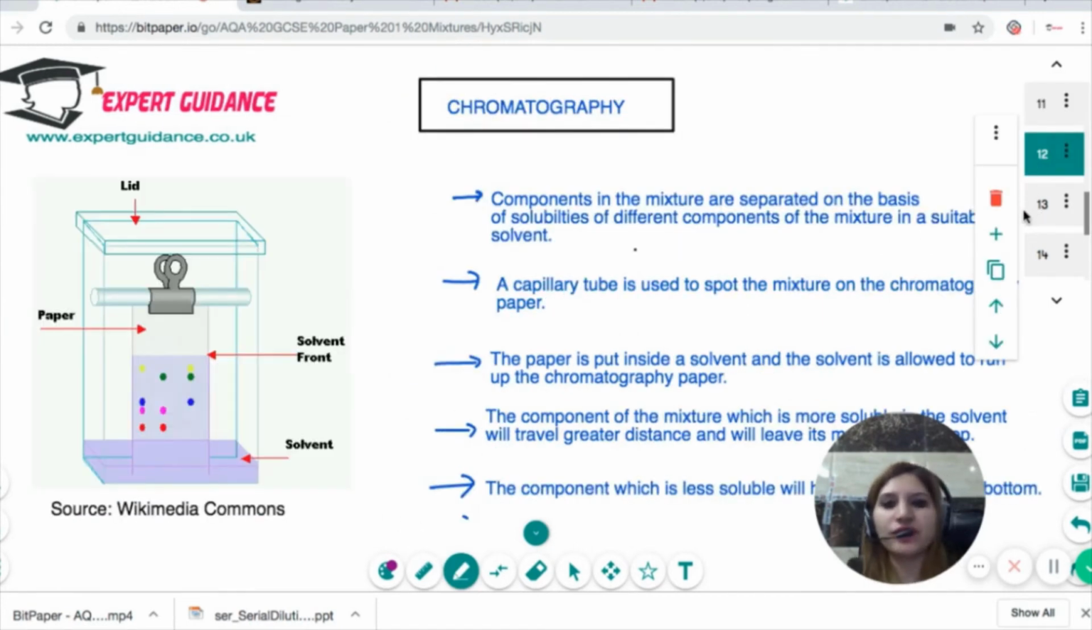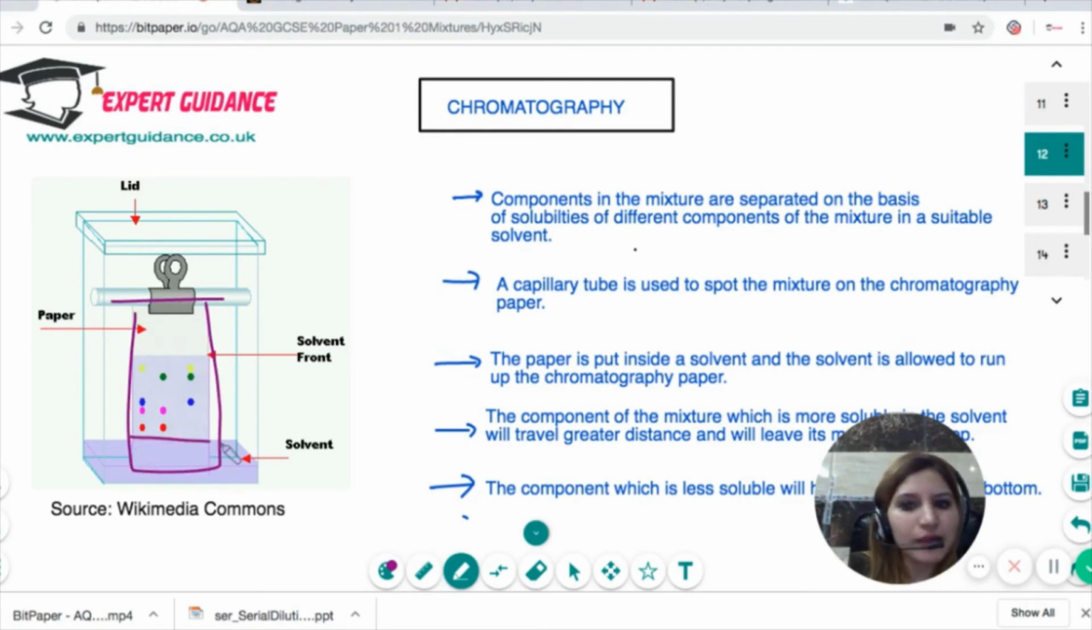Next is chromatography. Chromatography is a technique in which you separate the components in a mixture on the basis of their solubility. I think you must have done this experiment in school. You take a chromatography paper. On this, you mark a line with a pencil and you dab the solution or mixture that you need to separate. And then the solvent is allowed to run up. As the solvent passes the mixture, it will dissolve the components inside it, and the components of the mixture which are more soluble will travel up, and the components which are less soluble in the solvent will give a mark at the bottom.